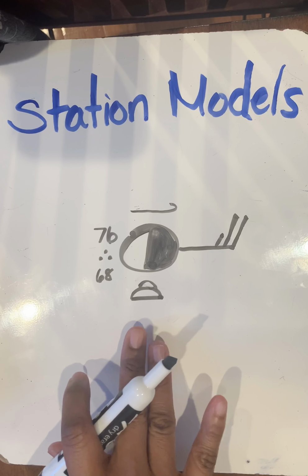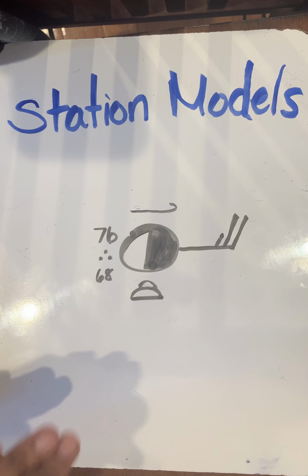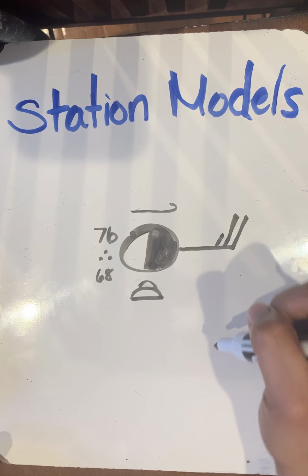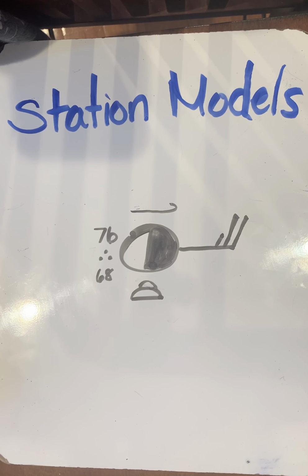So this right here is a station model. By the end of this lesson, you will be able to read the station model, no problem. All right? So let's get started. First, what you're going to do is divide your paper maybe into 3 sections. So you have a section here, a section here, a section here. You can do that in your notebook. Well, I'll erase the station model.